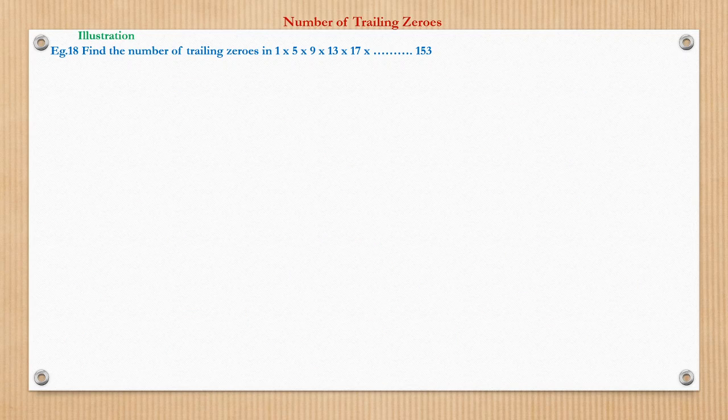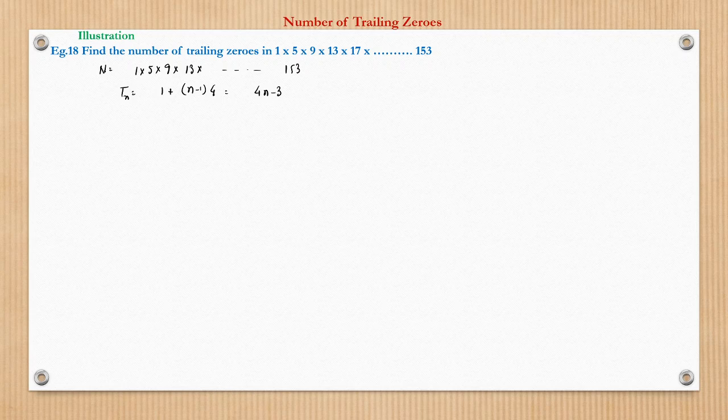Now we'll see the next question. Find the number of trailing zeros in 1, 5, 9, 13, 17, 153, and so on. So here, n is 1 into 5 into 9 into 13, and so on, till 153. Now we'll find the nth term of this. That we can write as 1 plus n minus 1 into 4. So it gives me 4n minus 3.